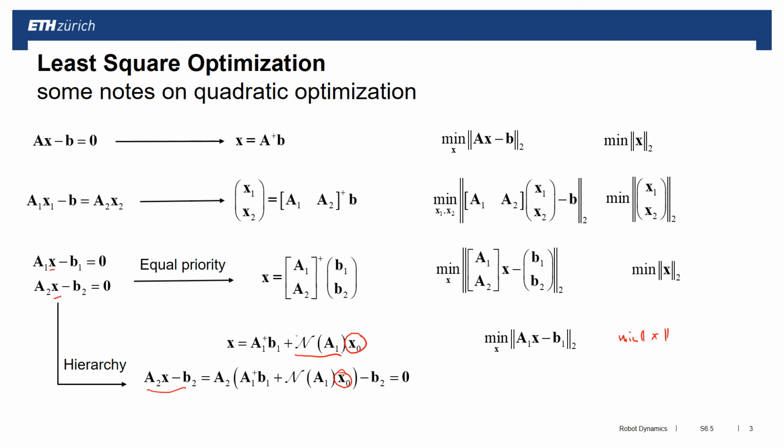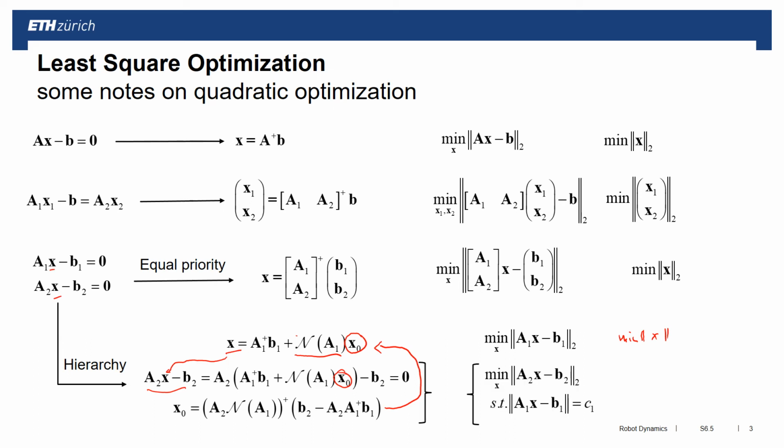So all we're doing is inserting this x in here and solving for x0. And then we're substituting back into the upper formula. So if I get this x0, I can substitute in here again and I get my total x. We can also write this, of course, iteratively. And what this is doing is minimizing the second task as well as possible, such that I'm not changing the cost of the first task.